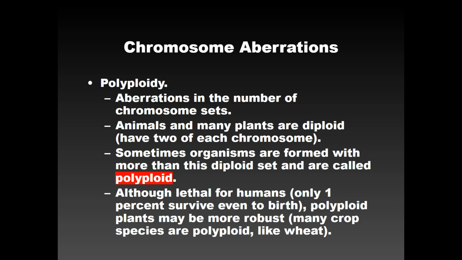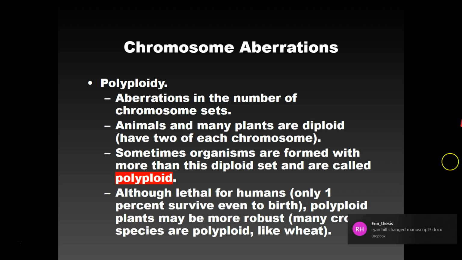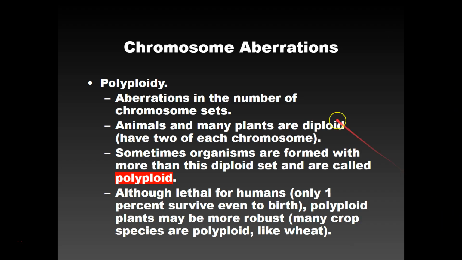So lots of animals are diploid, which remember means they get one set of chromosomes from their mom and one set of chromosomes from their dad. And sometimes organisms are formed with more than this diploid set. Those are called polyploid. So if you have, for instance, 3 chromosomes instead of 2, you are called polyploid.